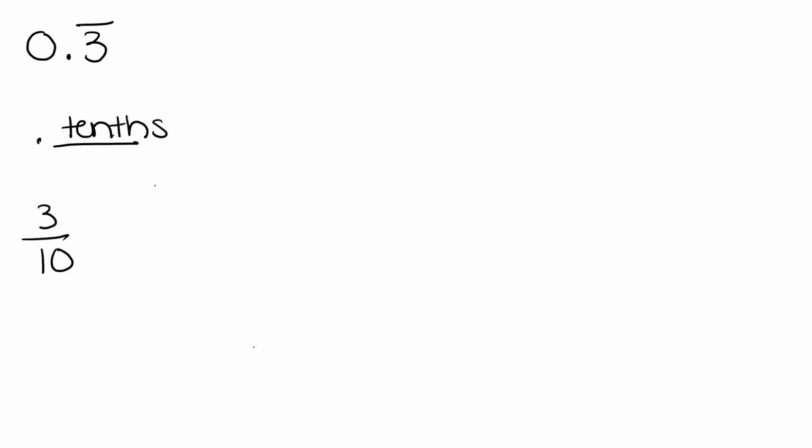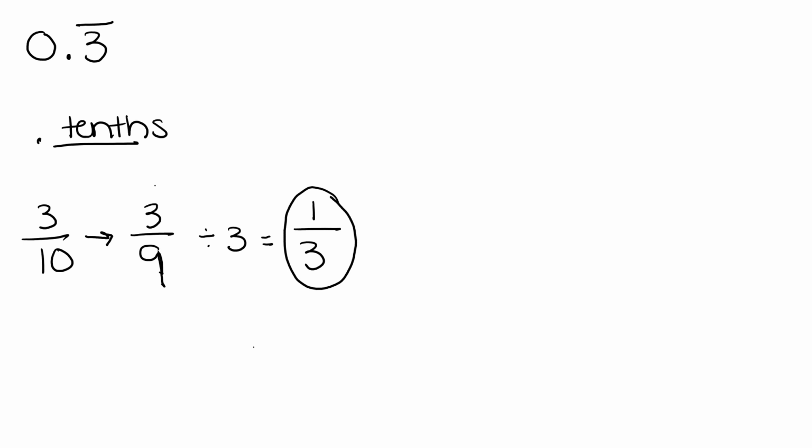For number 13, we have the decimal 0.3 repeating. The 3 is in the tenths place, so we would write that as 3 over 10. But because it's repeating, remember repeating decimals get written over 9s, so we change that 10 into a 9. However, we always want to simplify our fractions. We can simplify the 3 and the 9 by dividing by 3. 3 divided by 3 is 1. 9 divided by 3 is 3. 1/3 is our final simplified fraction.